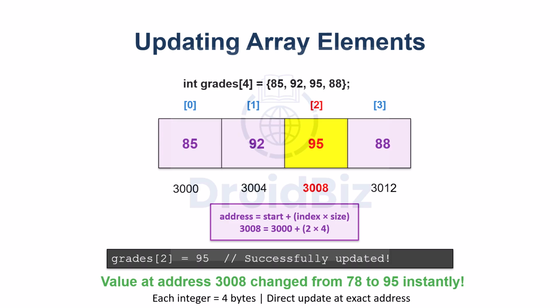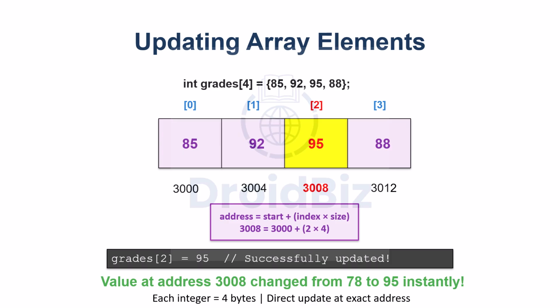The computer doesn't need to search through the array or move other elements around. It simply goes to the exact memory location and changes the value. This is another reason why arrays are so efficient for programming applications. Whether you need to update user preferences, modify game scores, or change any stored data, array updates happen instantly. In your programs built with any programming language, you will use this update operation frequently to keep your data current and responsive to user interactions.